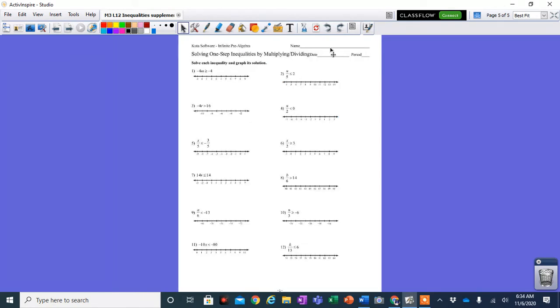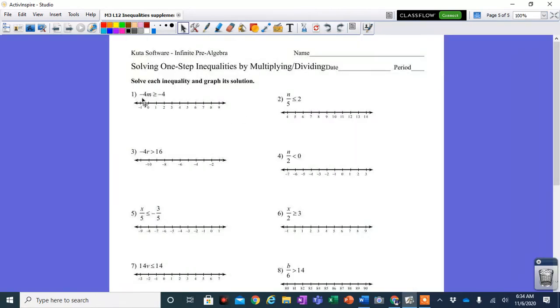So what I mean by that is, for this problem, for instance, negative 4m greater than or equal to negative 4, you are dividing by a negative 4 on both sides. When you do that, because you divided by a negative, the sign is going to flip. And then negative 4 divided by negative 4 is 1.